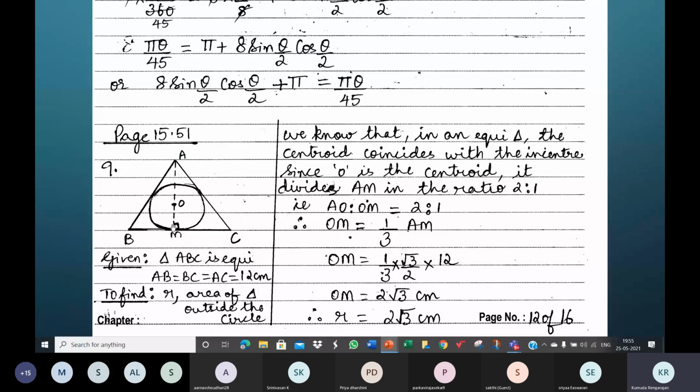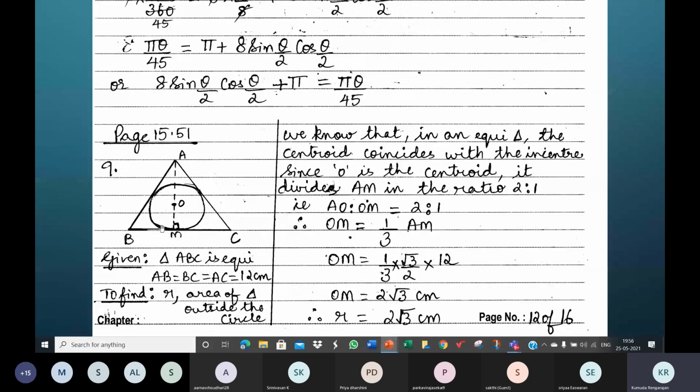So this is that other method, which you see here. We're using the property of the centroid and the median. What I had asked you to do is join OB. I told you this one. I also mentioned the second method, which is what you see here.